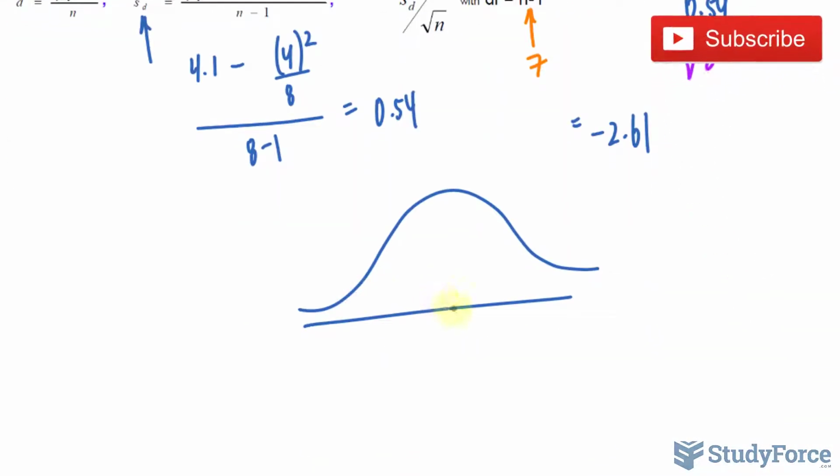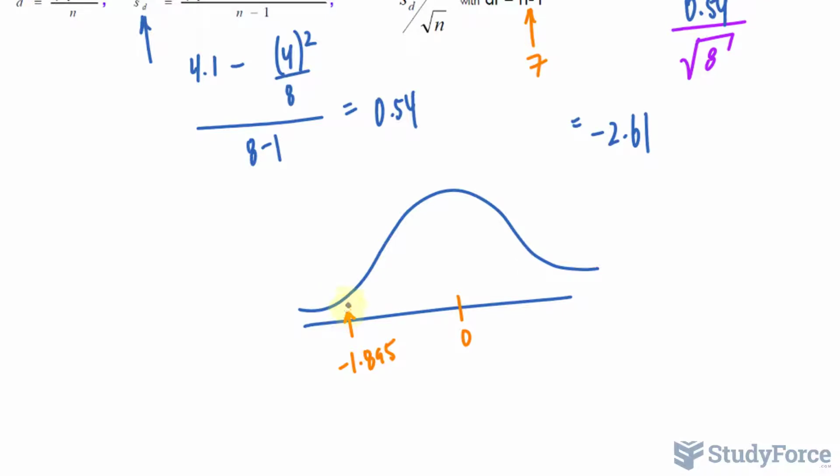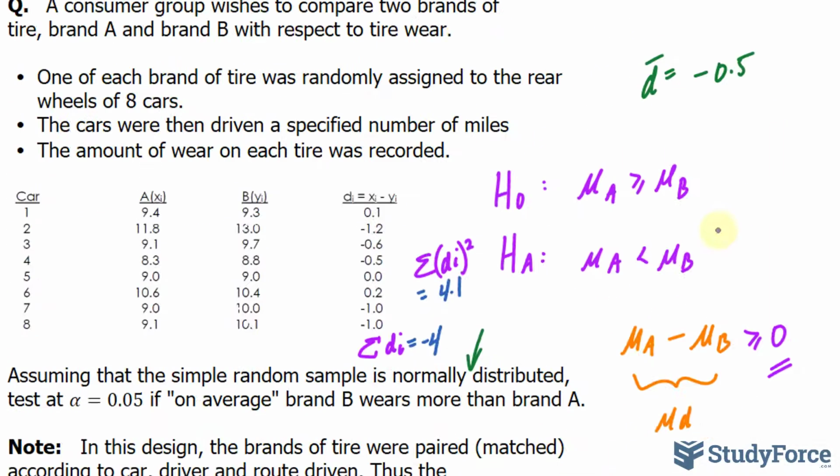On this chart, negative 1.895 is over here. And anything to the left of this is the rejection region. Negative 2.61 goes well beyond that. This means that we have to reject the null hypothesis. And we can reject the null hypothesis because we have enough evidence at 95% to favor this one.